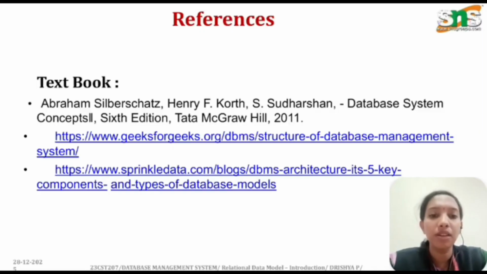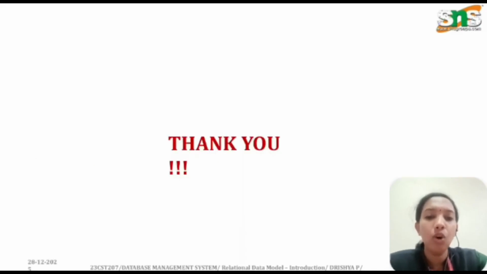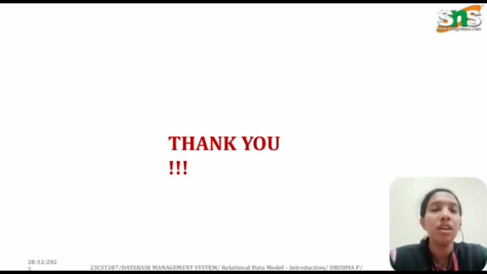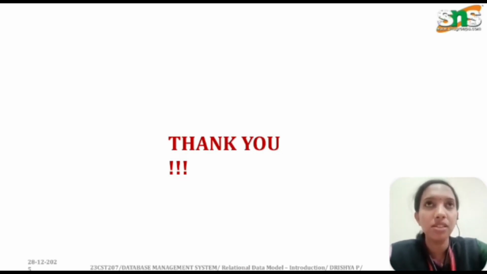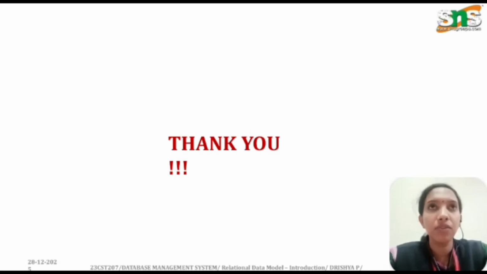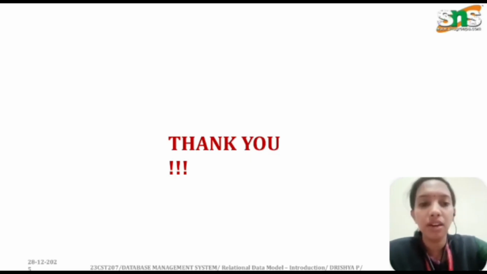Then here are some references from our DBMS textbook. I hope all of you understand the relational model and the basics of representing entities and relations, and the components of a relation: the table, the tuples, the attributes, and the domain. Hope all of you understand this, and thank you.